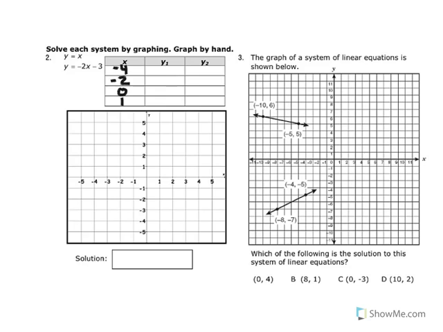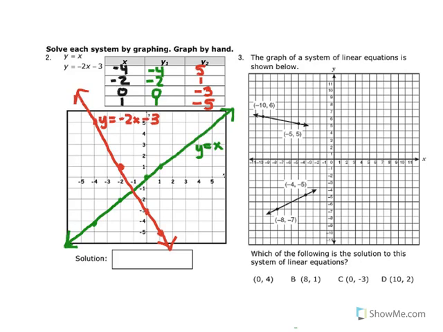And so I'm going to hit pause. You can plot your points and graph your line while I do the same, and then we'll come back here in just a minute. So get that done. Plot your points and graph. So you can see here I took the first equation, y equals x, and it's in green, and I plotted my 4 points and drew the line. And then the second equation, negative 2x minus 3, I plotted those 4 points and drew a line.